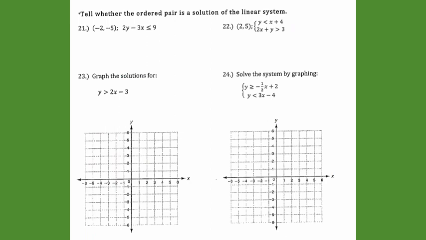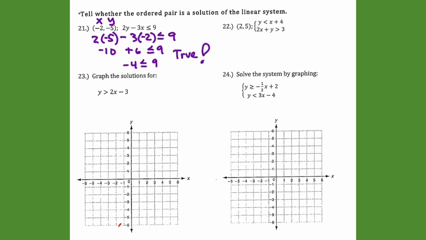On 21, we're checking to see if a solution fits into an equation that's an inequality. So again, we see if the solution is true or false. We know the x and y value, so we substitute those into the equation that's been given to us, and we see if it's true or false. And we can see that -4 is less than 9, so it's true. This is a solution for this equation.